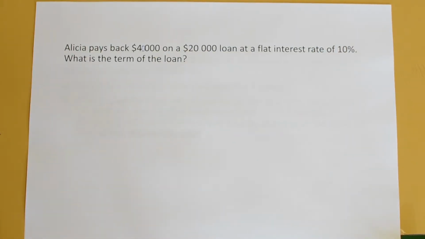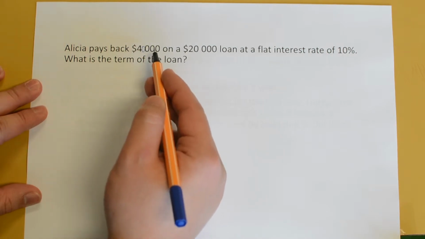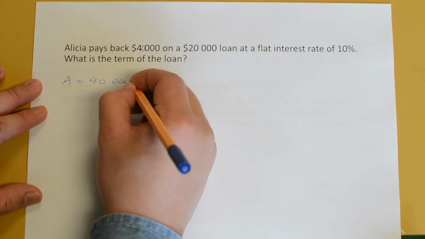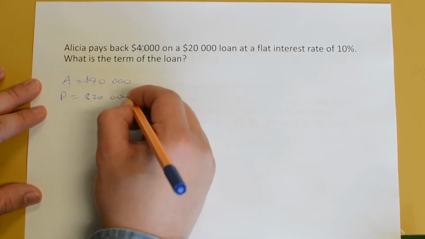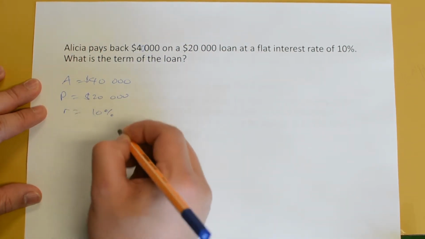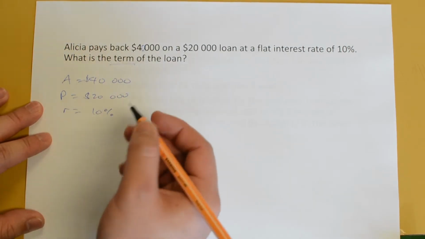Next example, Alicia pays back $40,000 on a $20,000 loan at a flat interest rate of 10%. What is the term of the loan? Now this question is a bit interesting because it tells you how much they pay back, so that will be your amount. Your principal was $20,000, and your rate is 10%. Now what they want you to find is the term, which is your N.